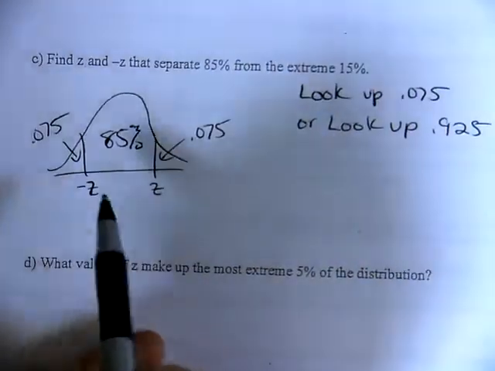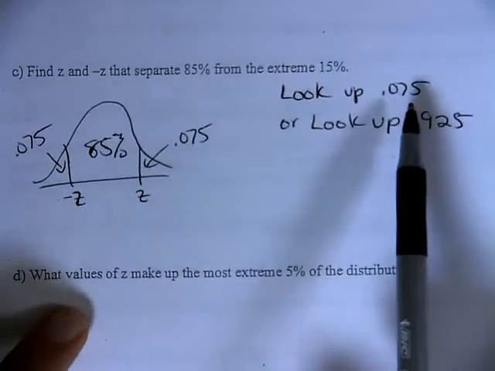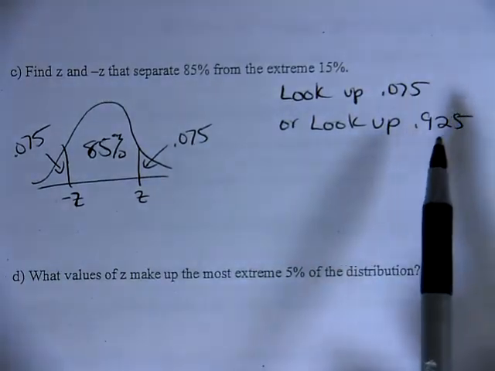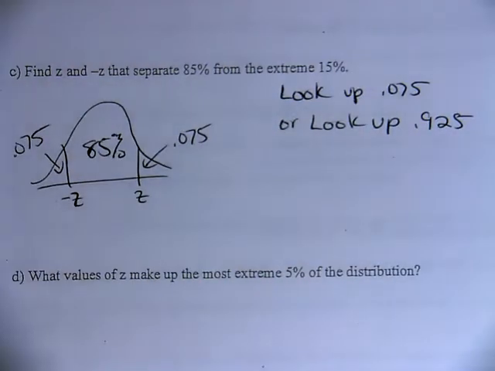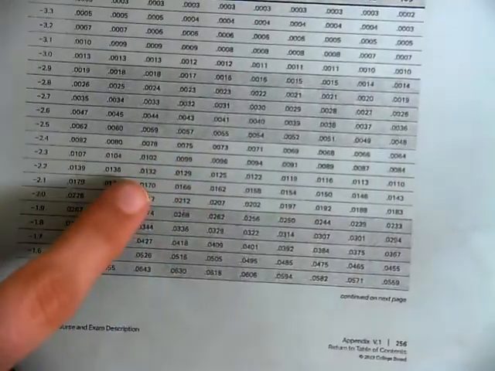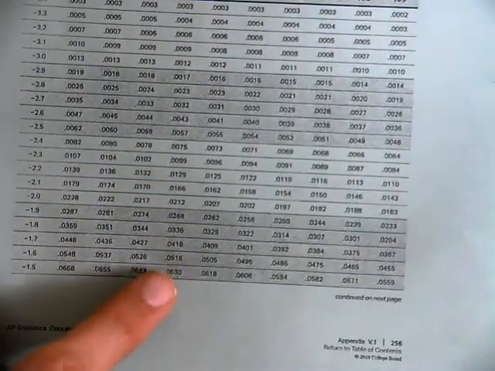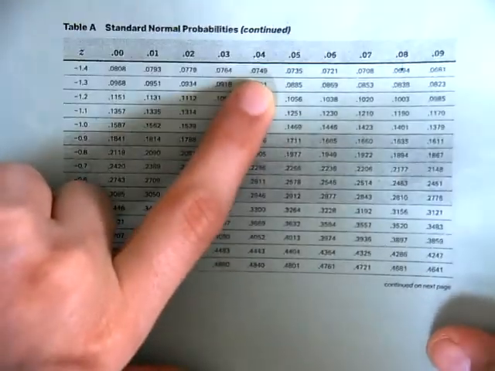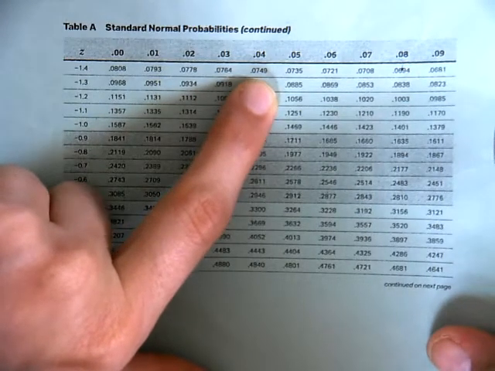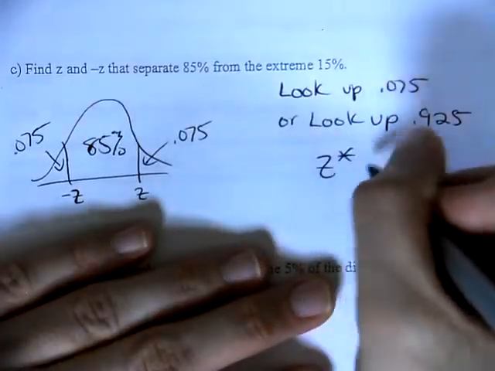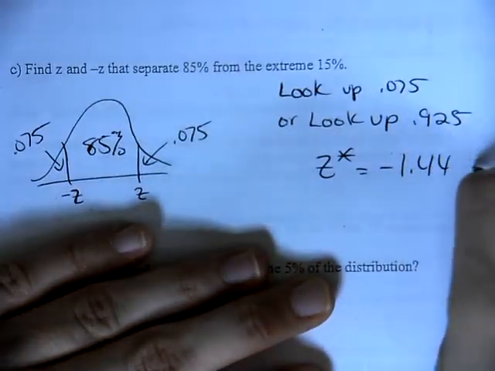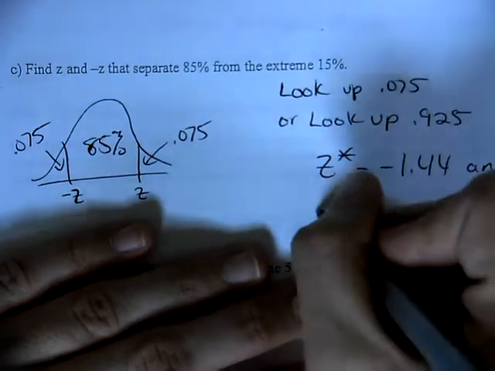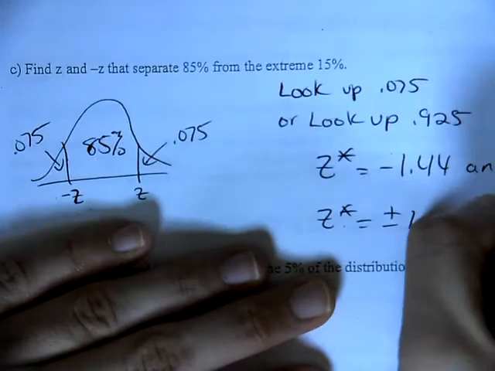The nice thing about the bell curve is it's symmetric. So if I look up this one, it's a negative z, it's the same one for the positive. So if I want to get, let me go back to my negative side, 0.075, can't find it. Oh, there it is. 0.075 right at the top, 0.0749, so negative 1.44. So my z star would be negative 1.44 and positive 1.44. Or you could write plus minus 1.44.